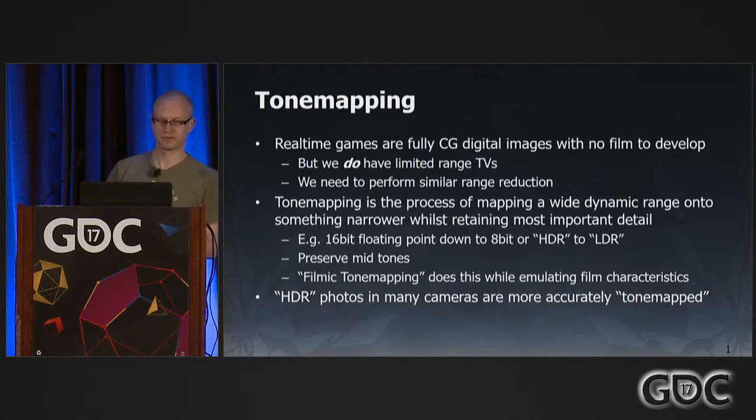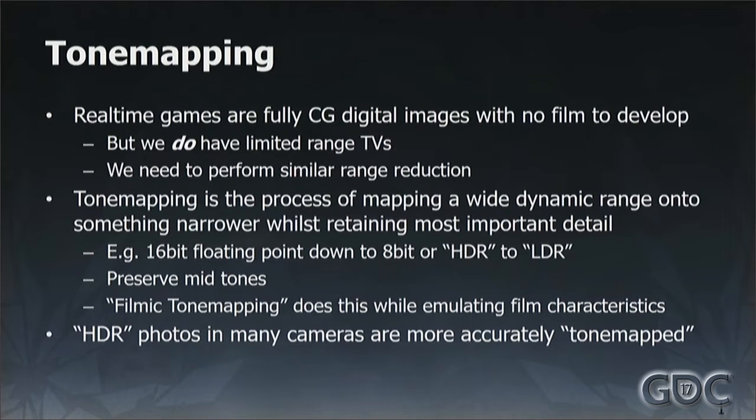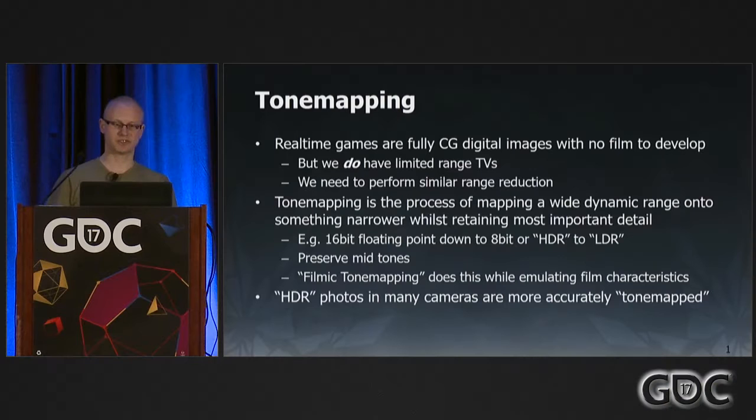Now in games, fully real-time CG, we don't have film to develop. We have limited range TVs, and so we must do similar range reduction, and that's tone mapping. That's the process of mapping down this very wide range that we draw into something much smaller while preserving the important detail. And Filmic tone mapping does this by emulating the film characteristic curve. And just a small point, when you see many HDR photos on phone cameras, these are more accurately tone mapped.